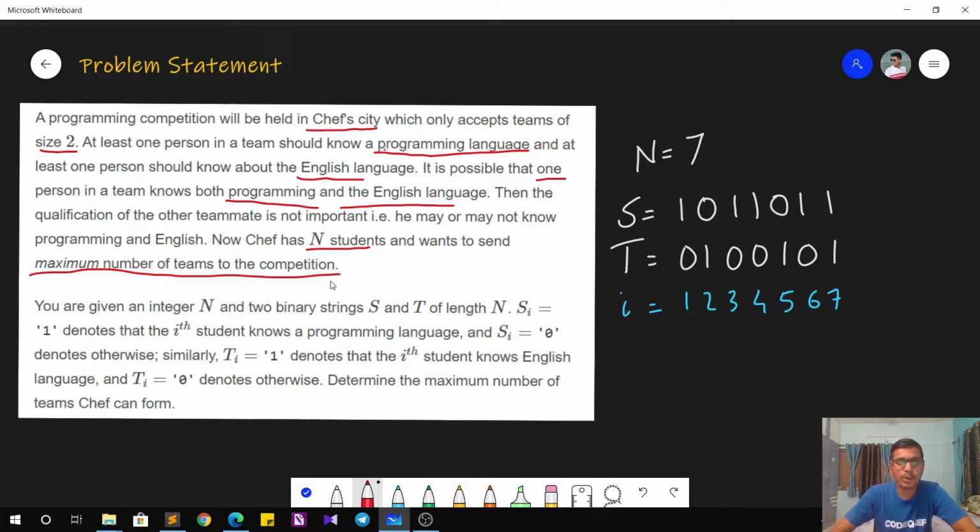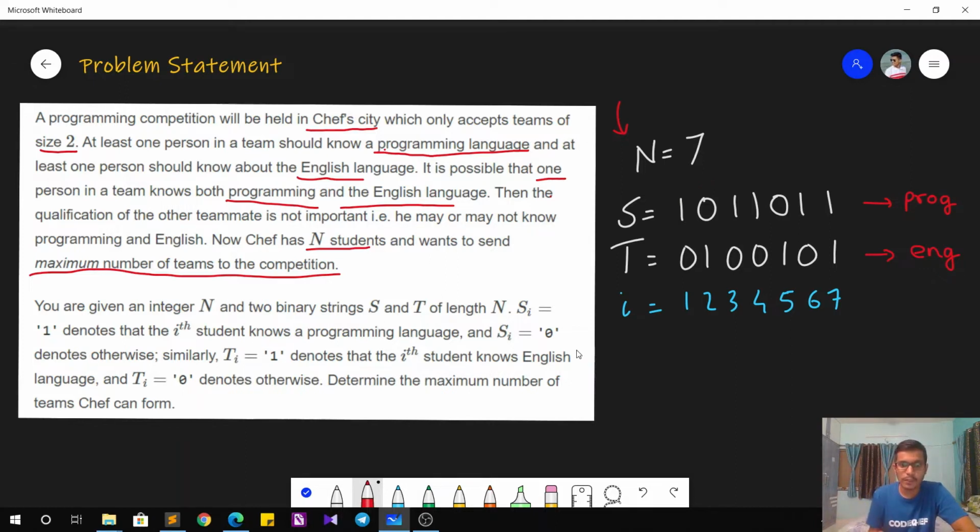So the information about the people is given to us. First of all, the number n will be given, that is the total number of students. After that, for each student, a binary string is given denoting whether he knows programming or not. The first binary string S is for programming, and the second string is for the English language, so I am going to write ENG. In each binary string, 1 denotes that the person knows programming and 0 denotes does not know programming. Similarly for the English language as well.